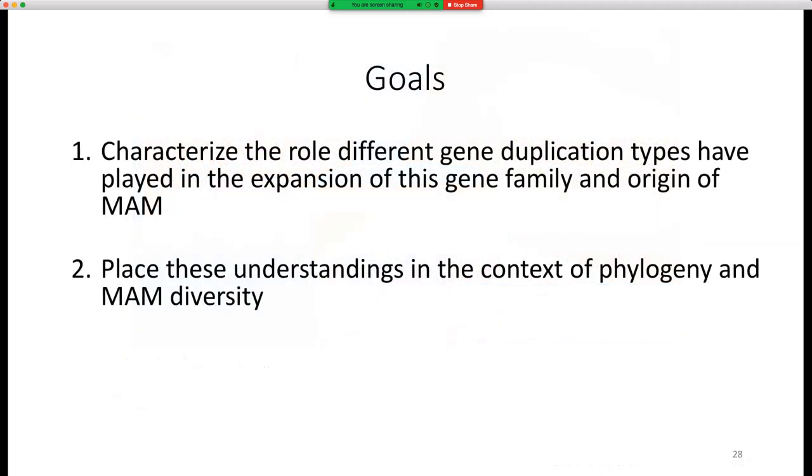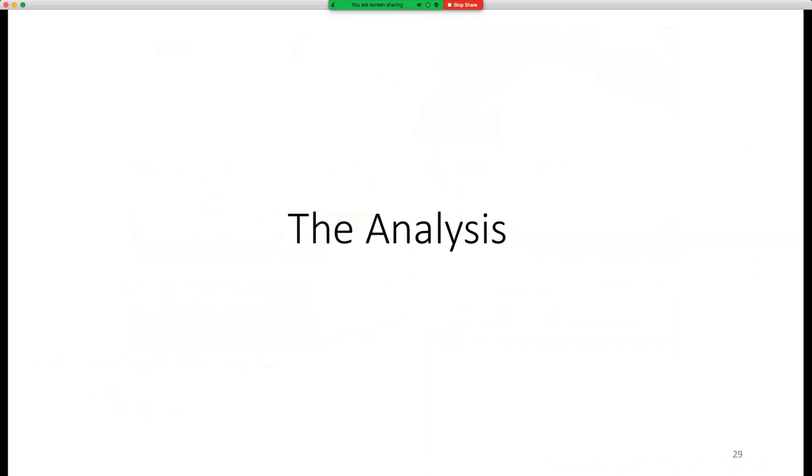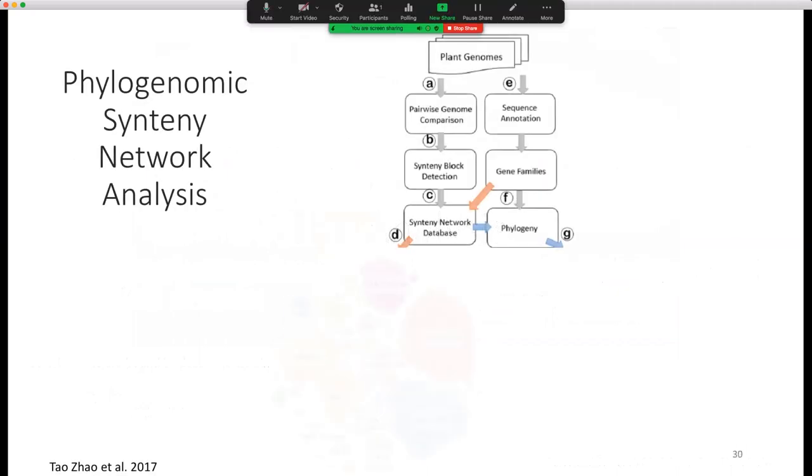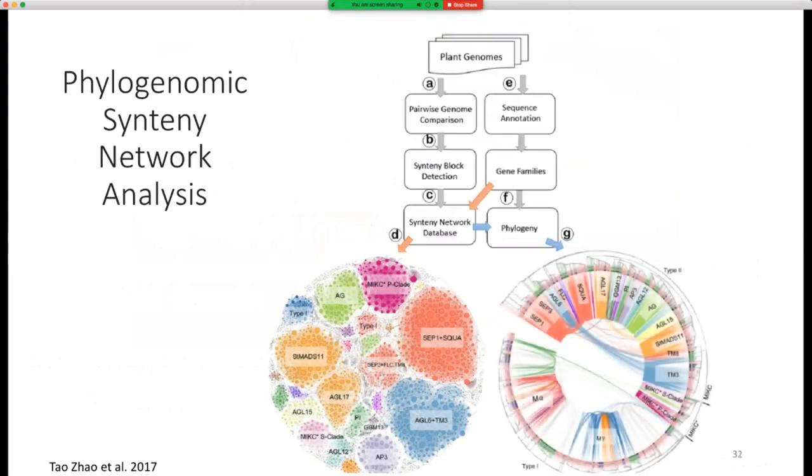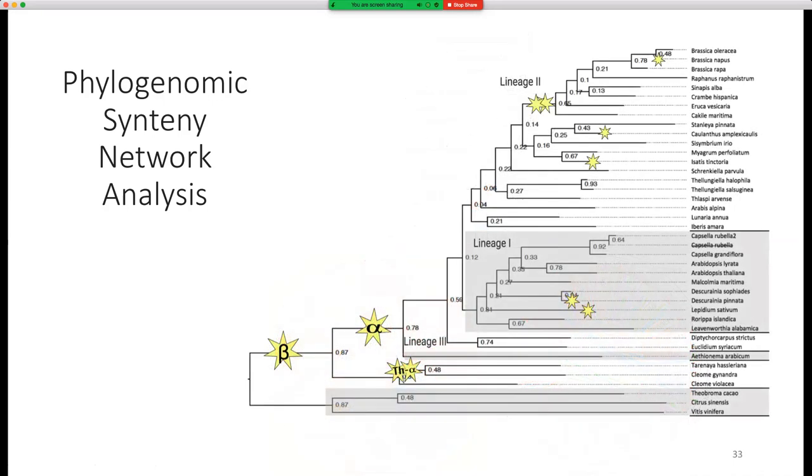Okay. So the goals of this study are to characterize the role different gene duplication types have played in the expansion of this gene family and the origin of MAM, and place these understandings in the context of phylogeny, in a broader phylogeny than they have been thought of before. So in my analysis, we use a phylogenomic synteny network analysis that combines synteny information, so this is the address of the gene, as well as phylogeny information, and combines these two information types to get a better understanding of overall evolutionary trajectory.